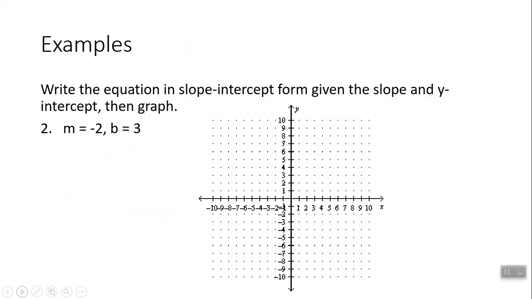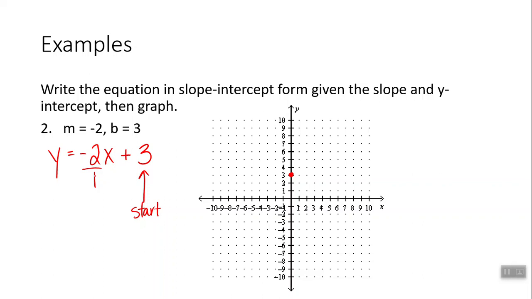Number 2, it says m equals -2 and b equals 3. So -2 goes in front of the x and the +3 in the back because it's positive. Again, this is where we start, up at +3. Now our slope doesn't look like a fraction, so we're going to put it over 1 so that we know we're going to rise 2 and run 1.